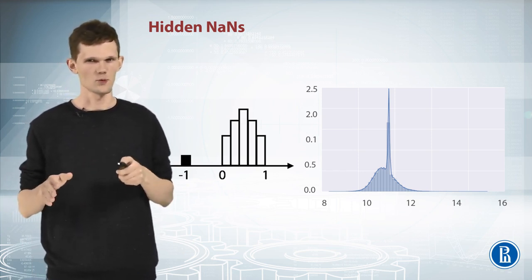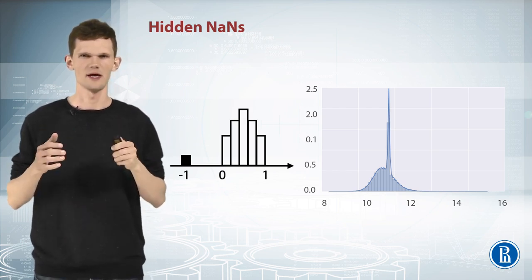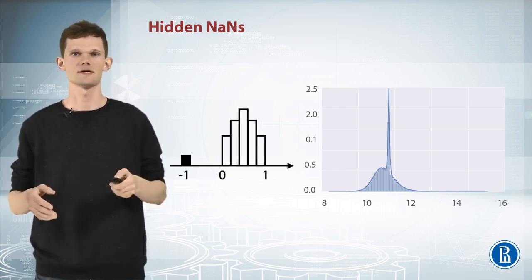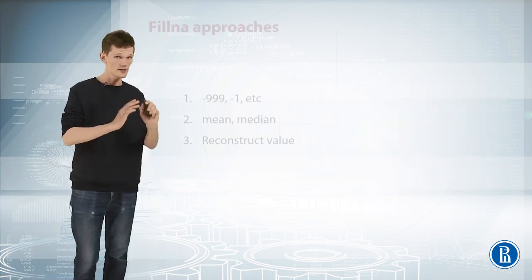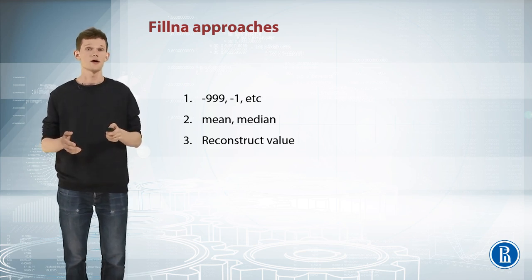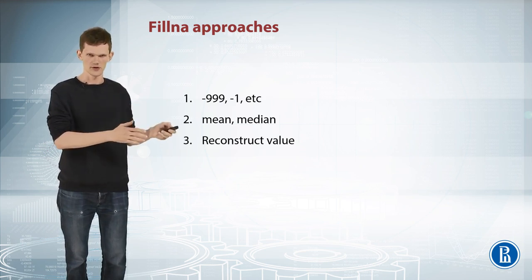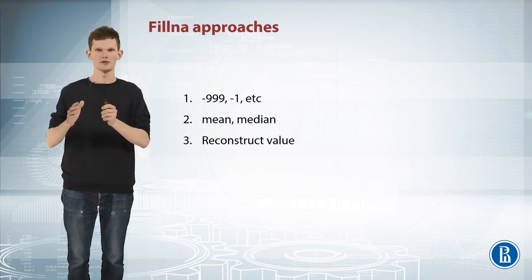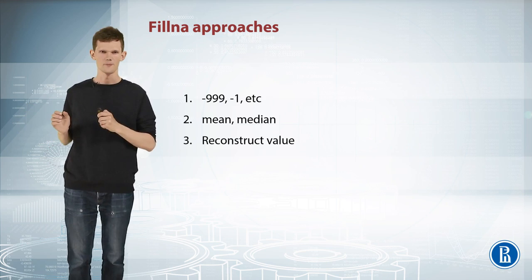Okay, on this example we just learned this: missing values can be hidden from us, and by hidden I mean replaced by some other value besides not a number. Great, let's talk about missing value imputation. The most often examples are: first, replacing not a number with some value outside the feature value range; second, replacing not a number with mean or median; and third, trying to reconstruct the value somehow.